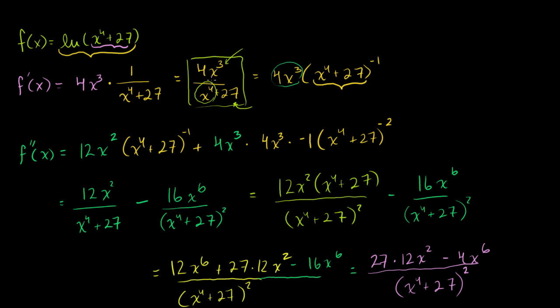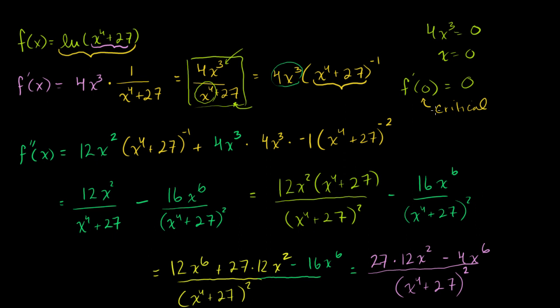But we could set the numerator equal to 0 pretty easily. We just say 4x to the third is equal to 0, and we know what x value will make that equal to 0. x has to be equal to 0. 4 times something to the third is equal to 0. That something has to be 0. x to the third has to be 0. x has to be 0. So we can write f prime of 0 is equal to 0. So 0 is a critical point. The slope at 0 is 0.